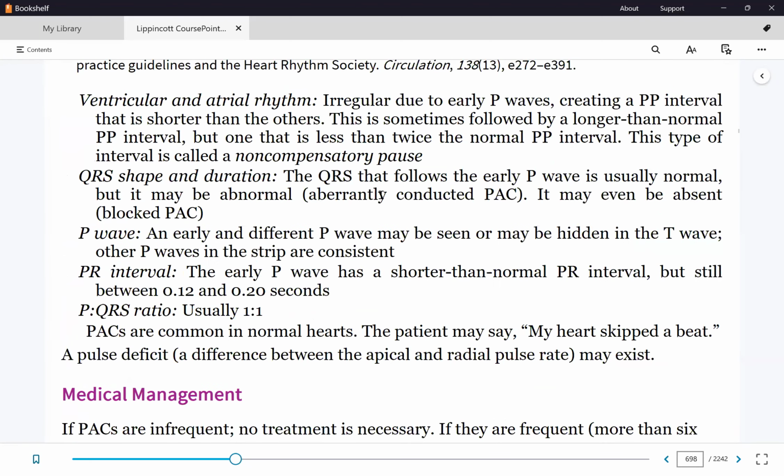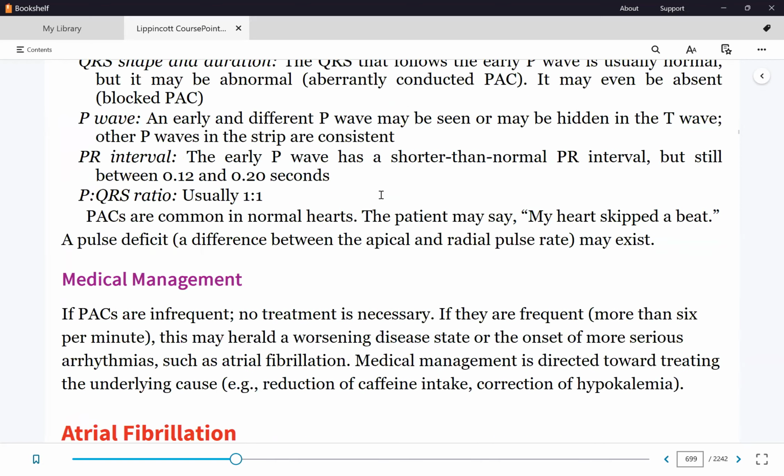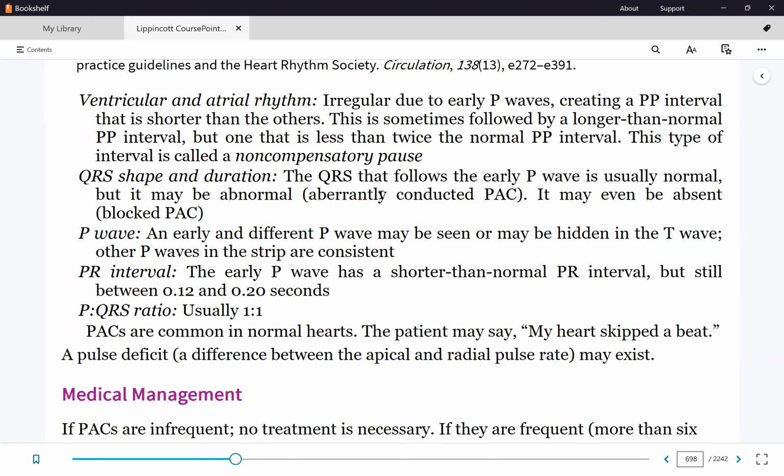Okay, so let's finish the PAC. PAC again, generally harmless, unless they occur frequently. But we typically don't see frequent PAC. When it occurs, it's usually caused by someone drinking 6 cups of coffee, 6 cappuccinos. That's when they start developing these PAC or PVC. Now, the only symptom the patient will feel is that it looks like I'm skipping a heartbeat.